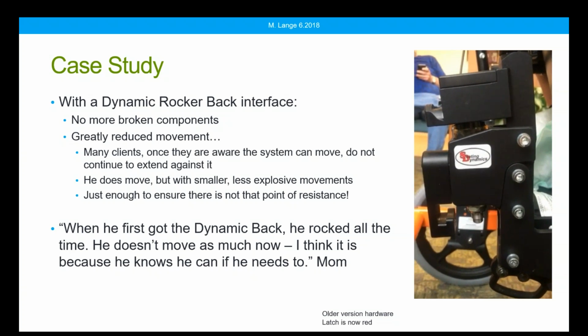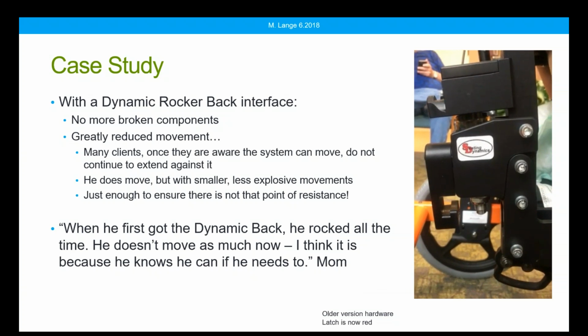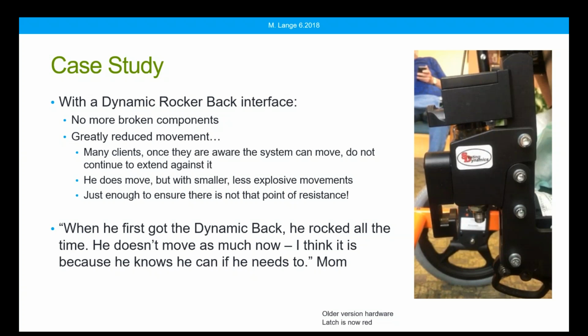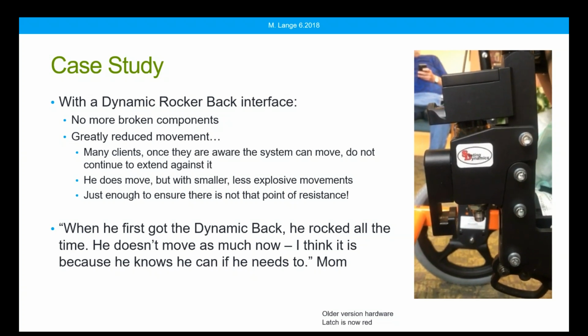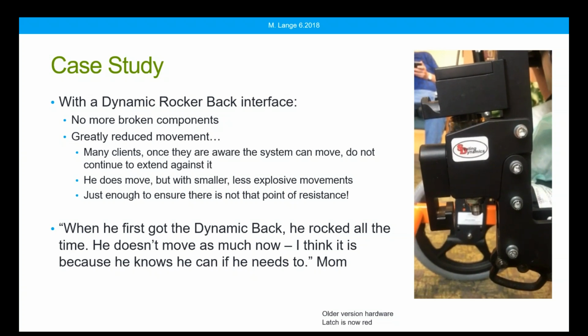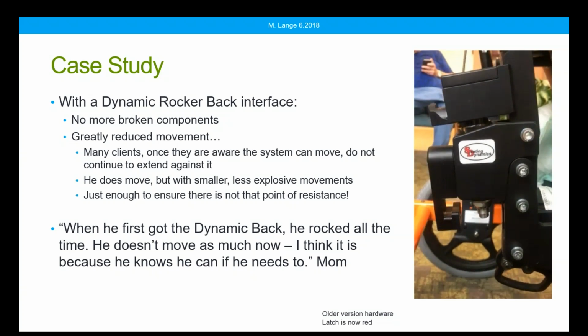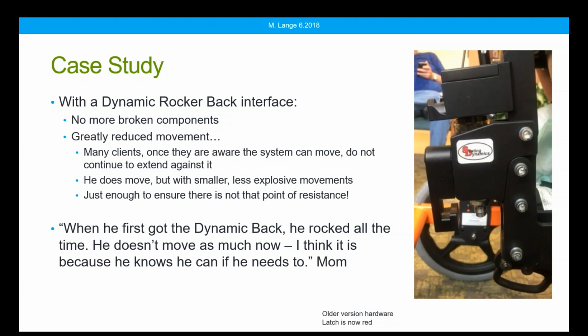Now, I've noticed with a lot of my clients, once they know the system can move, instead of using really huge movements throughout their day, they may look like they're not moving at all. And I've questioned sometimes whether this client really needed dynamic seating at all. What I have noticed is that my clients are moving, but it's just a little bit at times. It's just enough to ensure that there's not that point of resistance, that I can move.